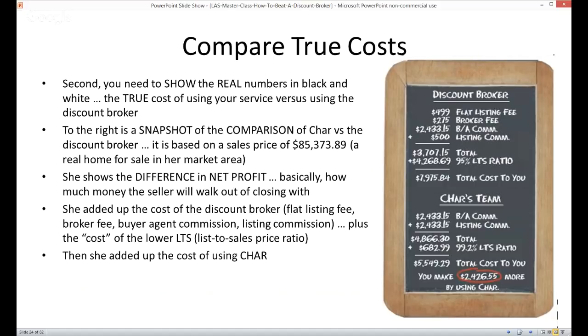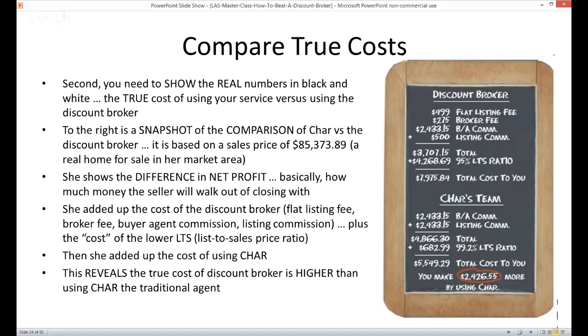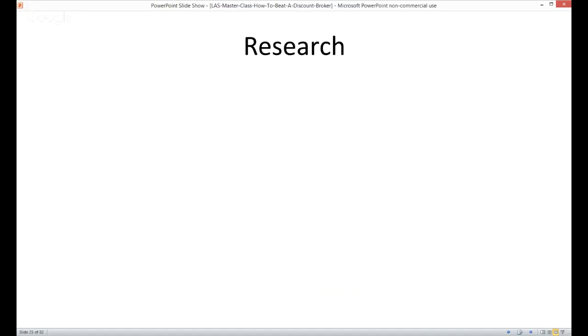Then she adds up the cost of using Shar so she can have a pure, true comparison. And this reveals the true cost of the discount broker is actually higher than using Shar, the traditional agent. Notice how she's going to show that in dollars. If you're looking over there to the right, dollars and not percentages, right? So she comes down to that bottom line number that's circled in red. It's the dollars that this seller is going to lose by picking the discount broker over Shar's team. So it's pretty ingenious. It's very simple. It's easy to understand. And as soon as you walk through and explain what that LTS is, the sellers get it.